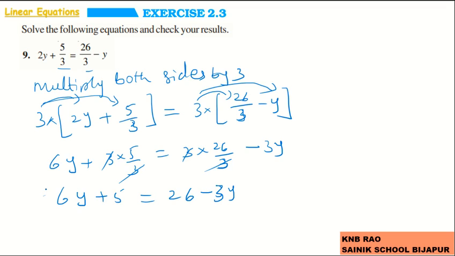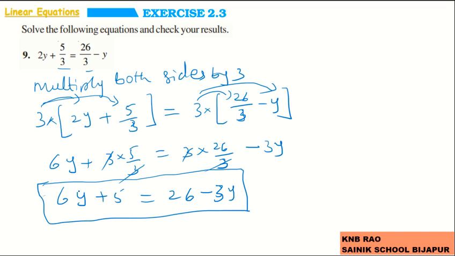So this is the equation what we have got. It looks like the same equation. So far we have solved up to question number 6. Now I will transpose all the variable terms to one side and all the constant terms to the other side. So let me do it here.